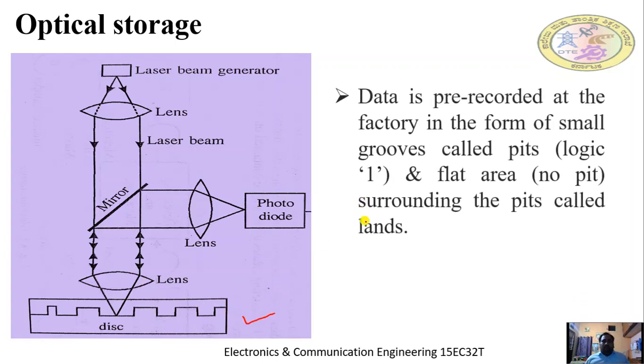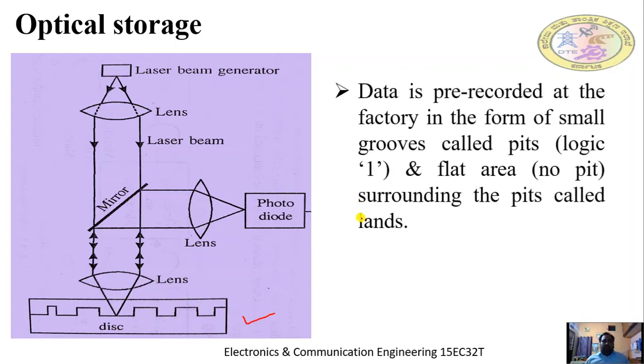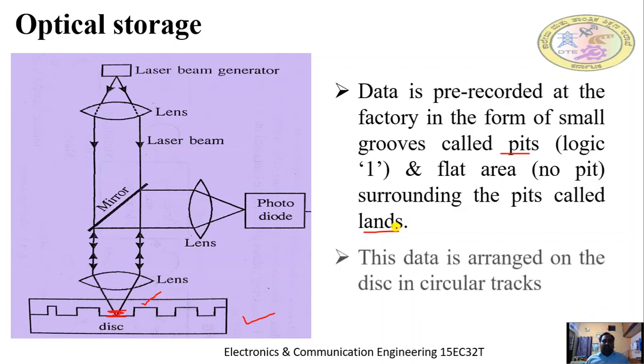So the data is pre-recorded at the factory in the form of small grooves. The small grooves you can observe here are called pits, and the flat area is referred to as no pit, or sometimes it is also referred to as land. The information is stored in the form of pit and no pit, or you can say in the form of pits and lands.